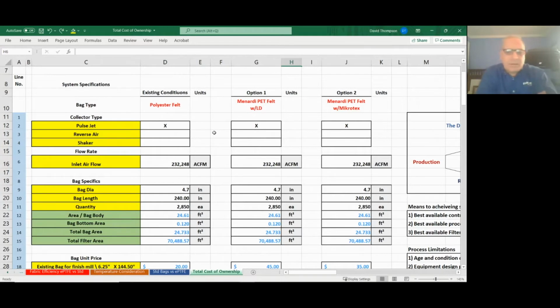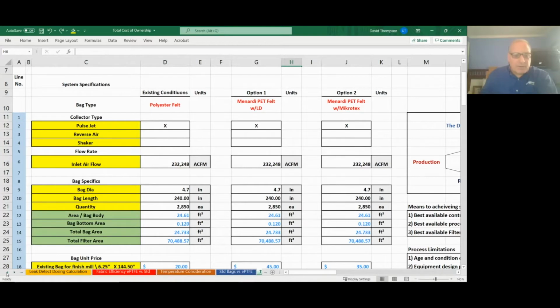So what we do is we look at the bags. There are certain things that don't change within the system, whether it's a standard felt bag or a bag with membrane or not: the bag size, the overall length, and the quantity of bags in a baghouse. Typically, that's standard. It is what it is, no matter what type of bag you use. We always calculate the amount of filter area in a baghouse. This helps us to determine our air to cloth ratio. Critical in a bag system.